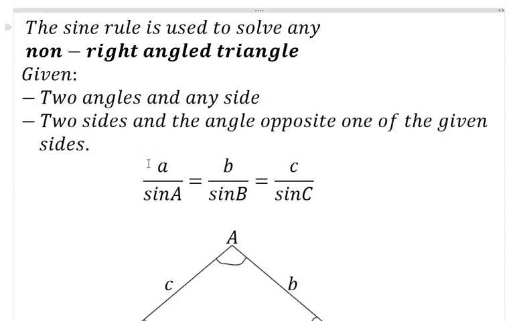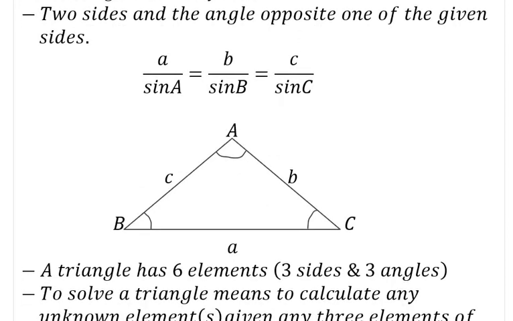Now, this is the sine rule. This is the formula for the sine rule. Look at it here. a over sine A equals b over sine B equals c over sine C. By implication, it means you have this small letter a divided by the sine of the capital letter A. What do I mean? Now, let's look at the diagram down here.